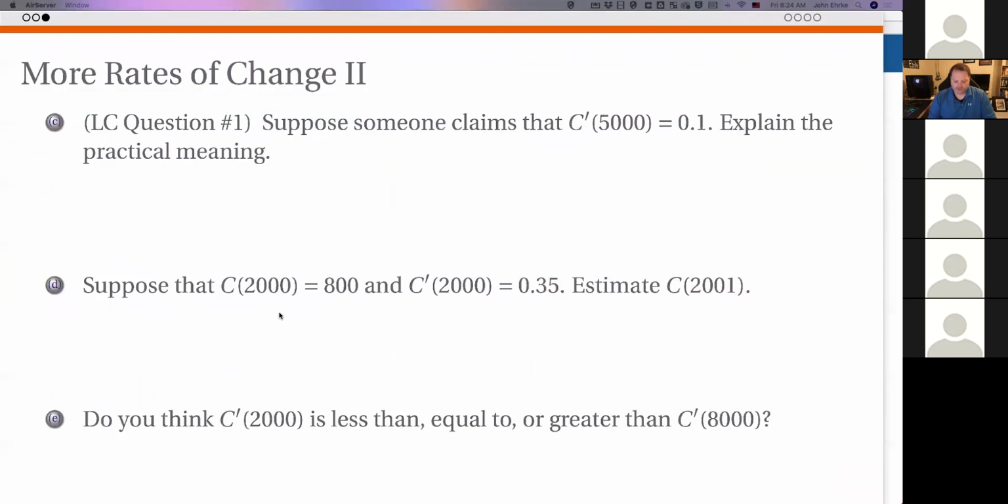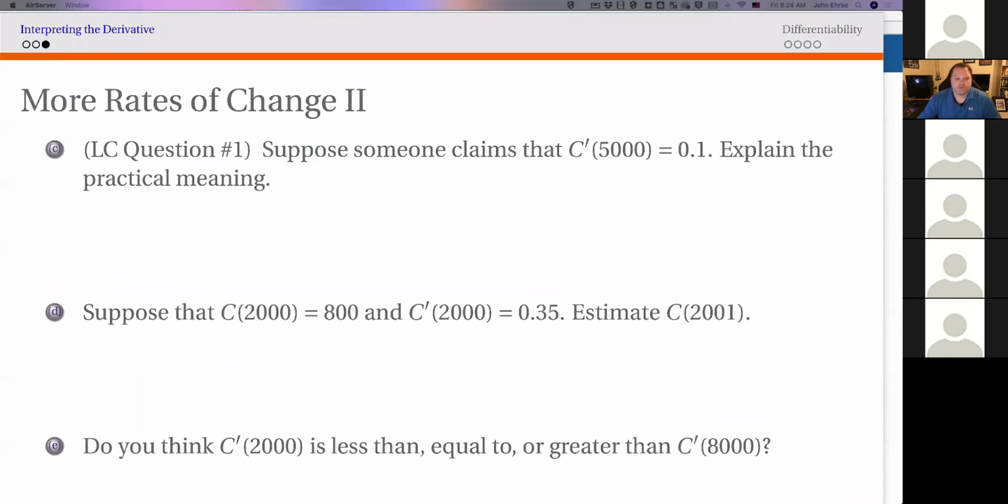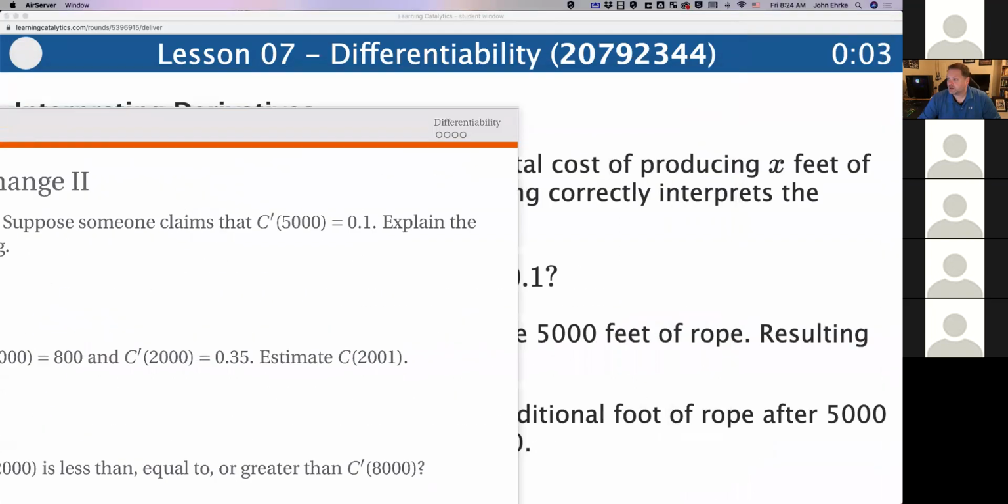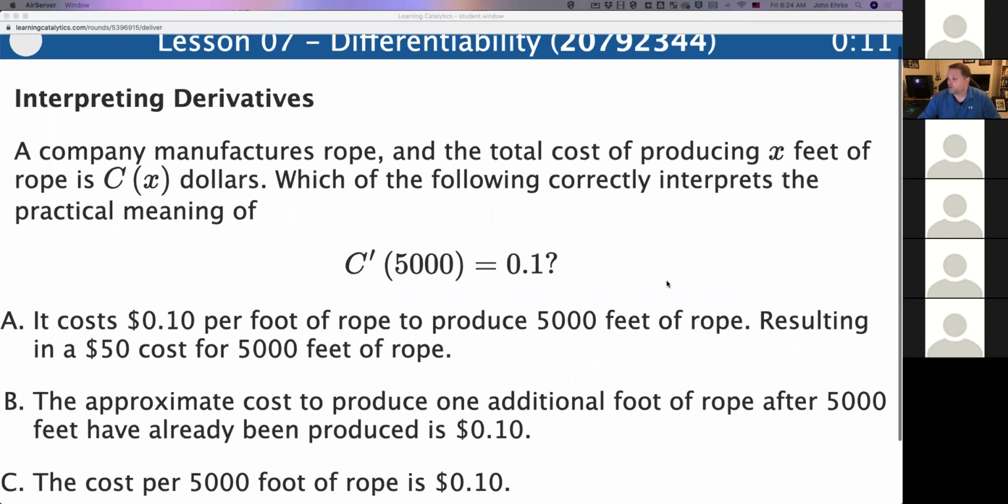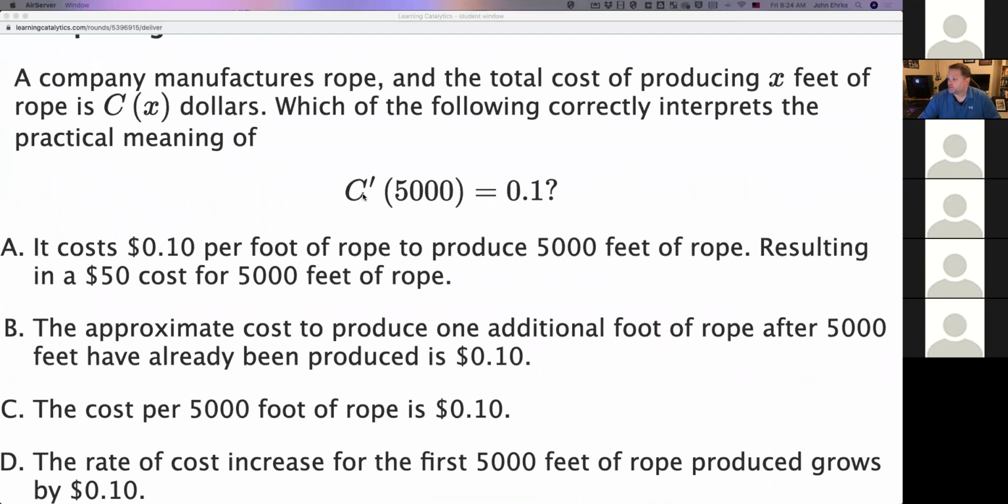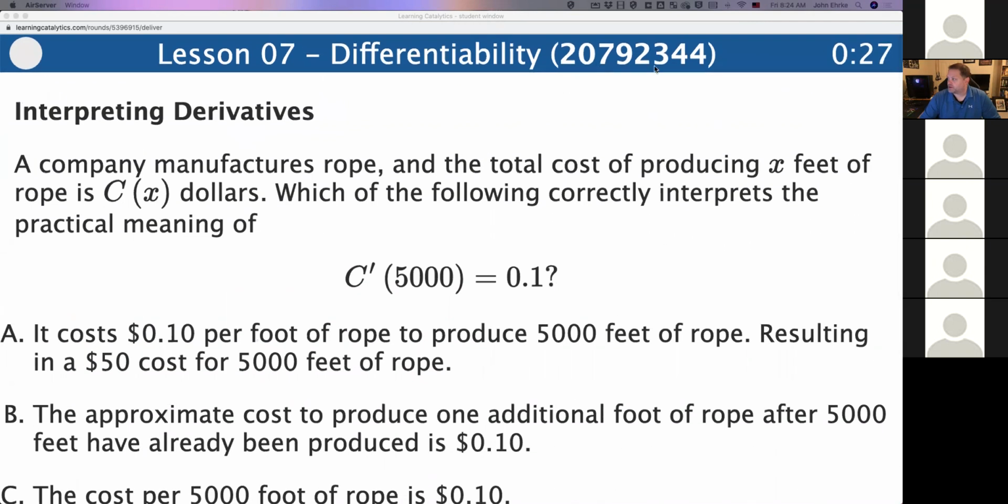Okay, so now everybody gets to answer. There's a Learning Catalytics question associated with this. Let's see if you've been paying attention here. The question is specifically about C prime of 5,000 equals 0.1 in this context. So if I told you that C prime of 5,000 was equal to 0.1, which of these A through D correctly describes what that means? I'll give you all a little bit of time to get logged in here. Session ID is at the top, and give me an answer.